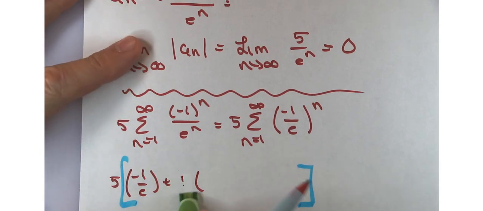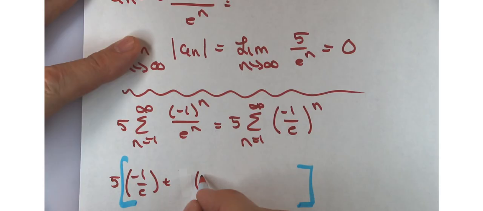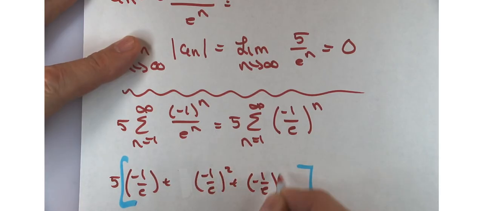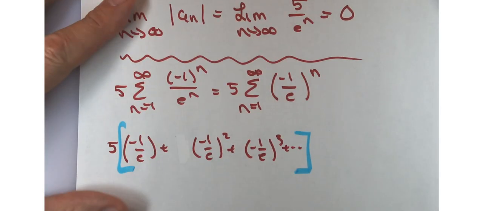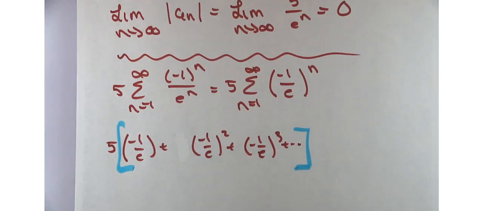Negative 1 over e to the second power, plus negative 1 over e to the third power, and so on. So it's a geometric series. We really didn't need it to alternate in order for this to converge.